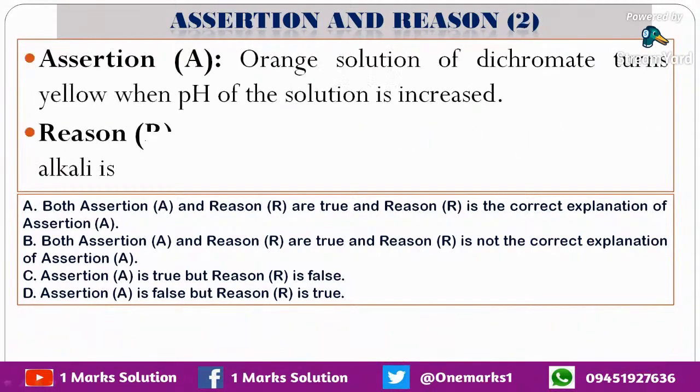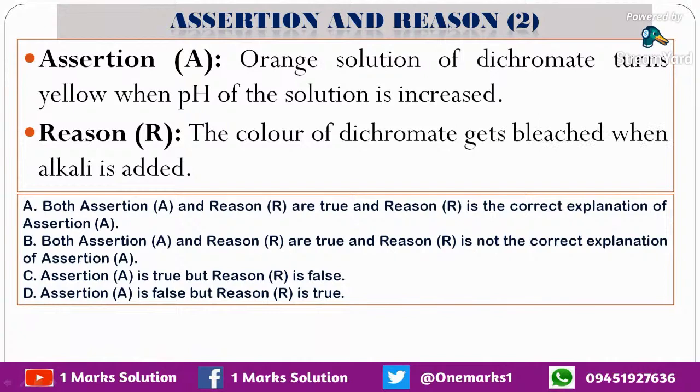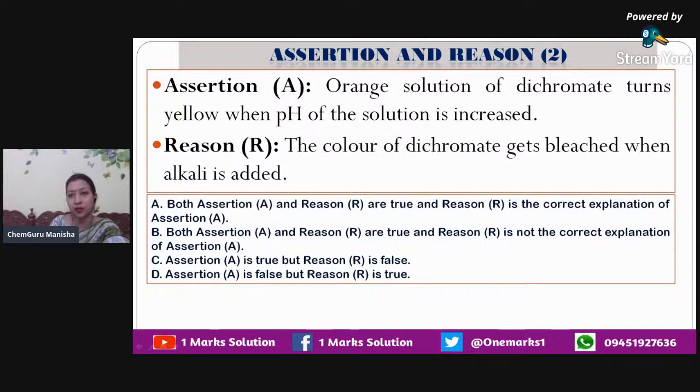Second statement that we have is that the orange solution of dichromate turns yellow when pH of the solution is increased. Now, this statement is correct because dichromate naturally, when you make a solution of it, is orange in color. And when you keep on titrating it with something, you keep on increasing the pH, it goes from orange to yellow. So that is why this is correct.